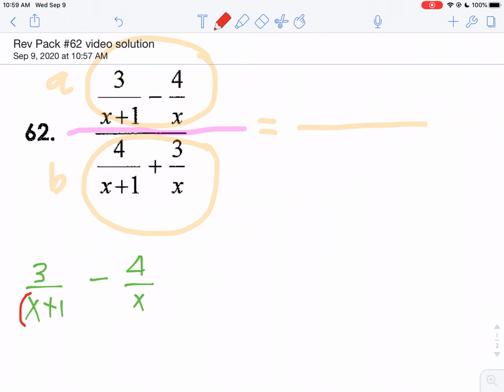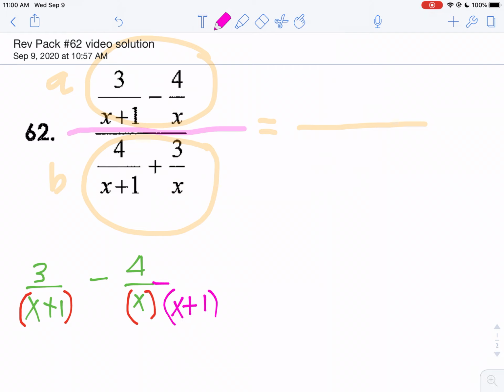The denominator for this 3 is x plus 1. Put it in parentheses because the whole thing is together, okay? x plus 1, that's the whole denominator. Not just the x alone, not just the 1. On the other fraction, the denominator is just an x. So you want to make the denominators the same, all right? So what do we need? We need an x plus 1 on this side.